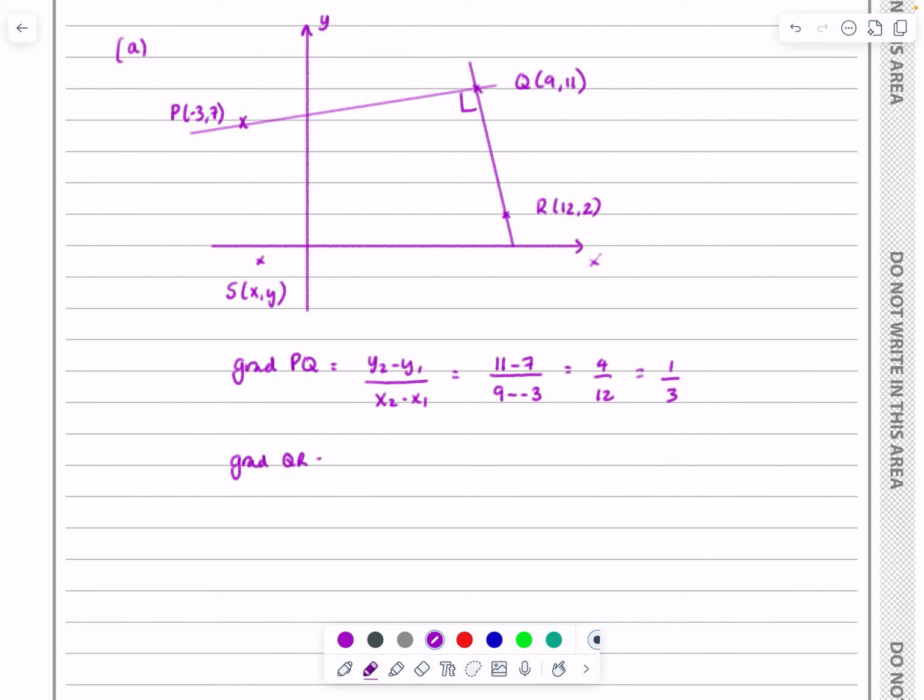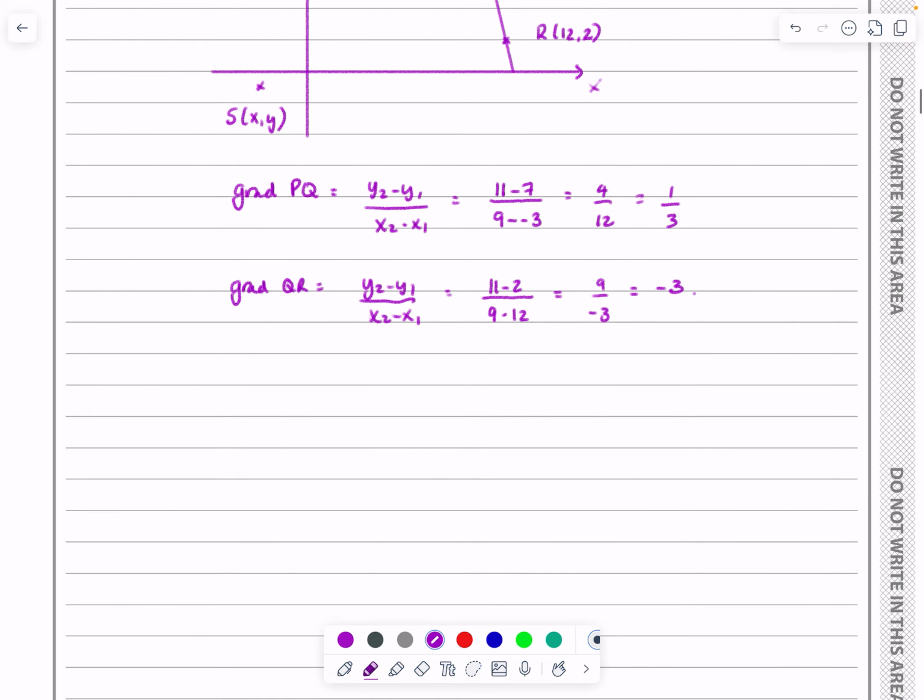Gradient of QR then is still y2 minus y1 over x2 minus x1. That's going to work out to be 11 minus 2 this time over 9 minus 12, which works out to be 9 over -3, or -3. So yeah, I got what I wanted, but I'm going to make it really clear. So I'm going to say since gradient PQ multiplied by gradient QR equals -1, therefore they are perpendicular.